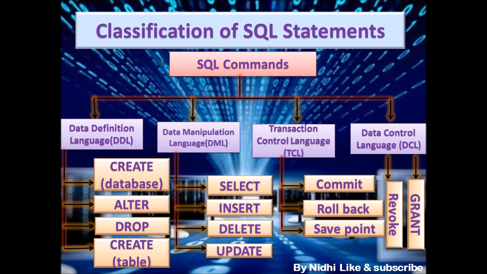Next is DML, that is data manipulation language. It is categorized into 4 parts. Select query means extracting information from the table. Insert means inserting values in a table. Delete means deleting some values. The difference between drop and delete I will tell you later. Update means if you want to change the existing values, then we will use the update command.